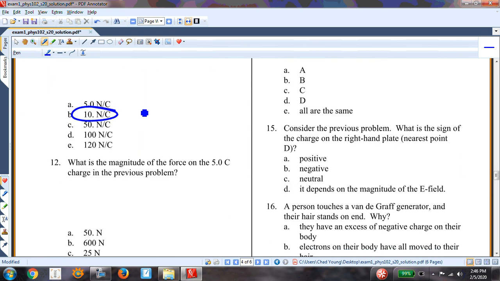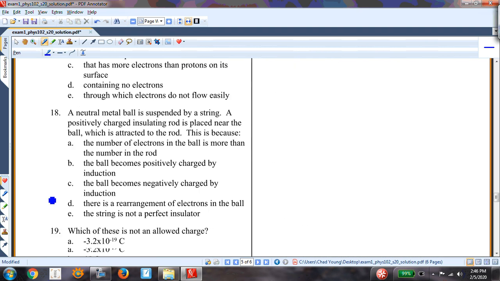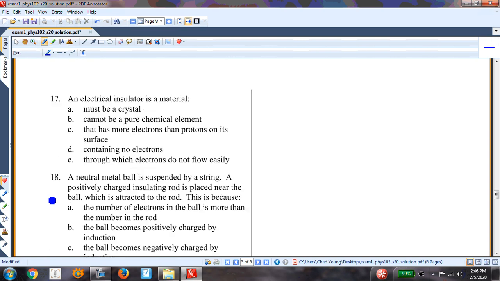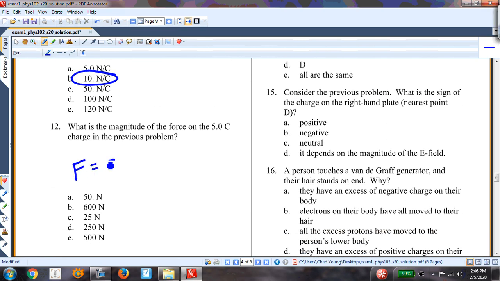Let's see, what is the magnitude of the force on the 5 coulomb charge? Hold on just a second. Okay, I might remove this. So let's see. So F is equal to Q times E. I thought I had removed it. So we might have a different problem that's fitted in right here. 5 times 10 is 50 newtons.